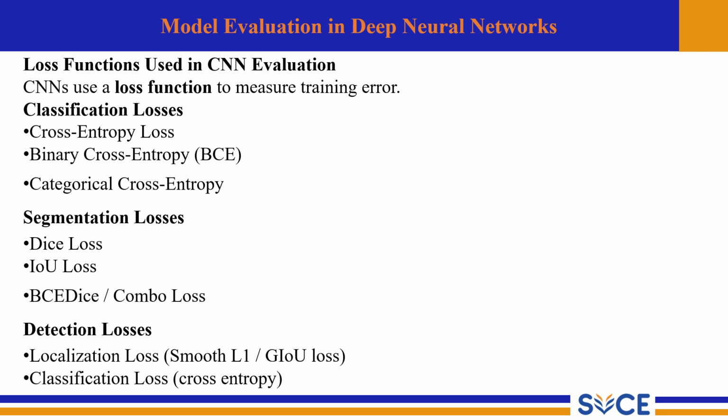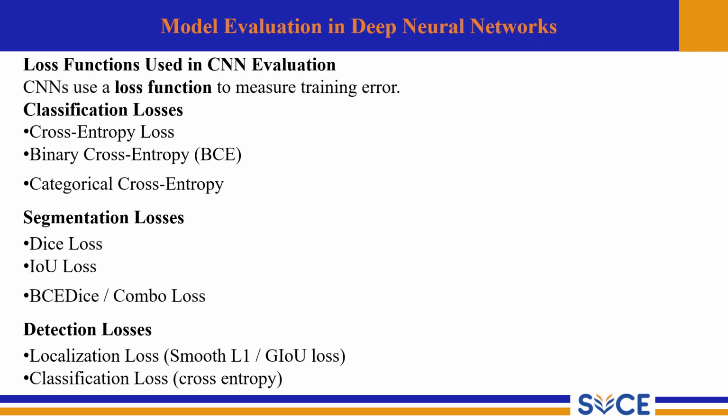Next one is segmentation losses. So Dice loss focuses on overlap between predicted mask and ground truth. IoU loss penalizes poor intersection over union. BCE plus Dice, or a combo loss, combines pixel-wise accuracy and overlap for robust segmentation.